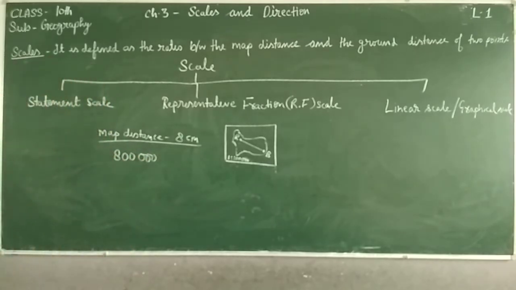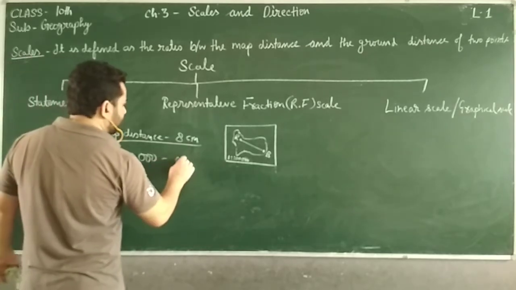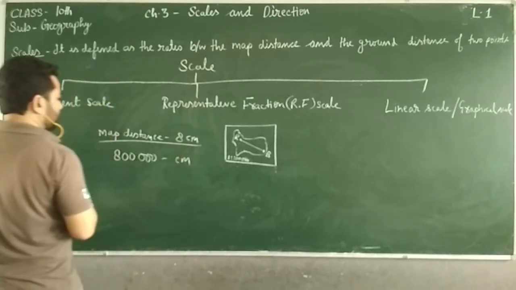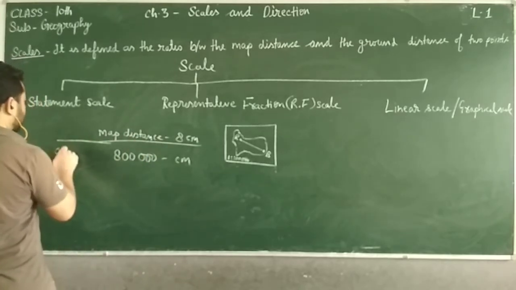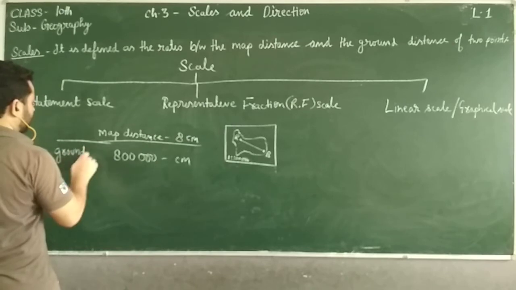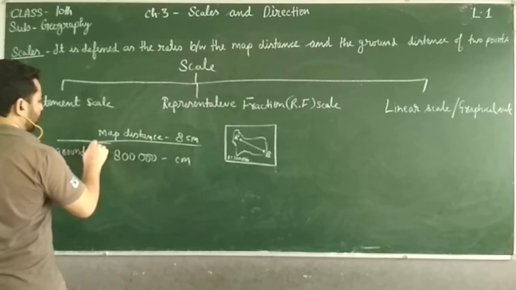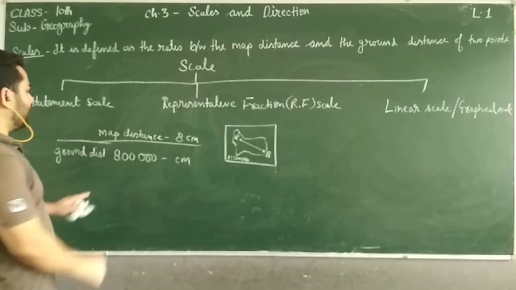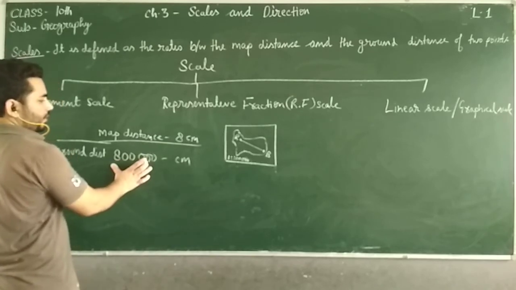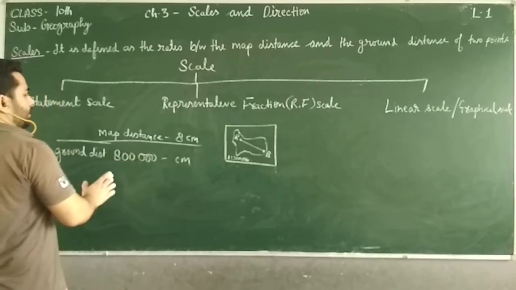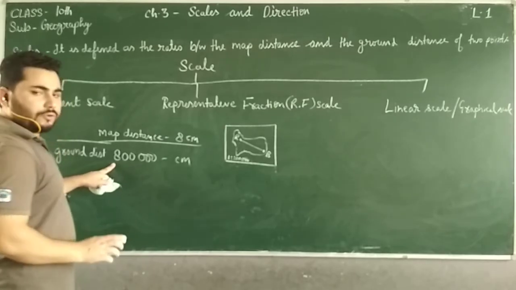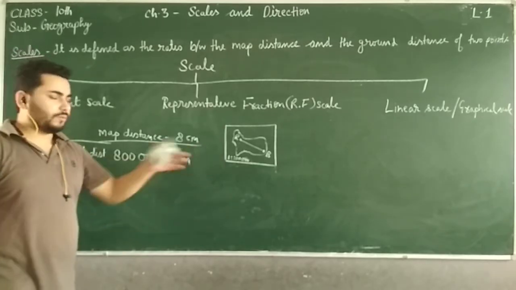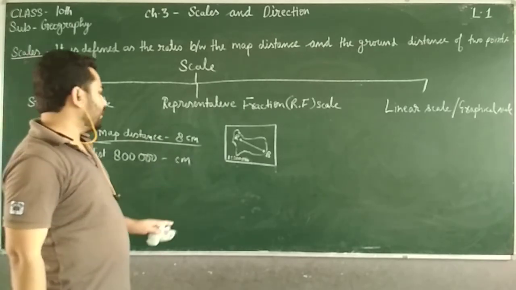8 lakh centimeters. Clear? So now this 8 lakh centimeter, this is the ground distance, and the 8 centimeter was the map distance. So what we have done, we have taken out this distance. Clear? And we will change it into kilometers, and we will be able to find out the distance between Rampur and Balia.